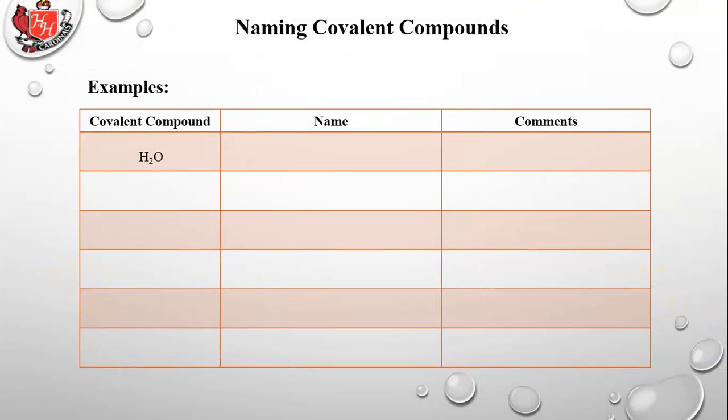So H2O. There's two hydrogens, so that's going to be dihydrogen. There's one oxygen, so that's going to be monoxide. So it's dihydrogen monoxide. So you take the O off of mono when you apply it to an oxide, so it's not monooxide, it's monoxide.